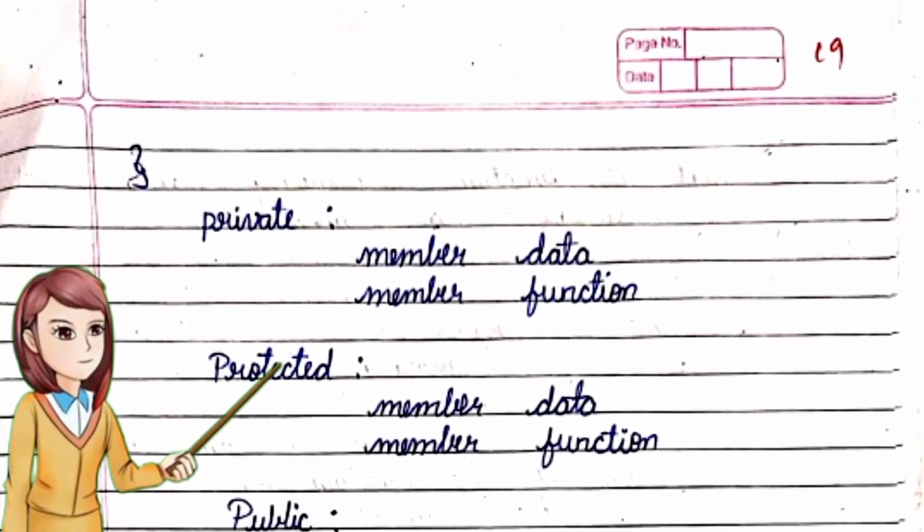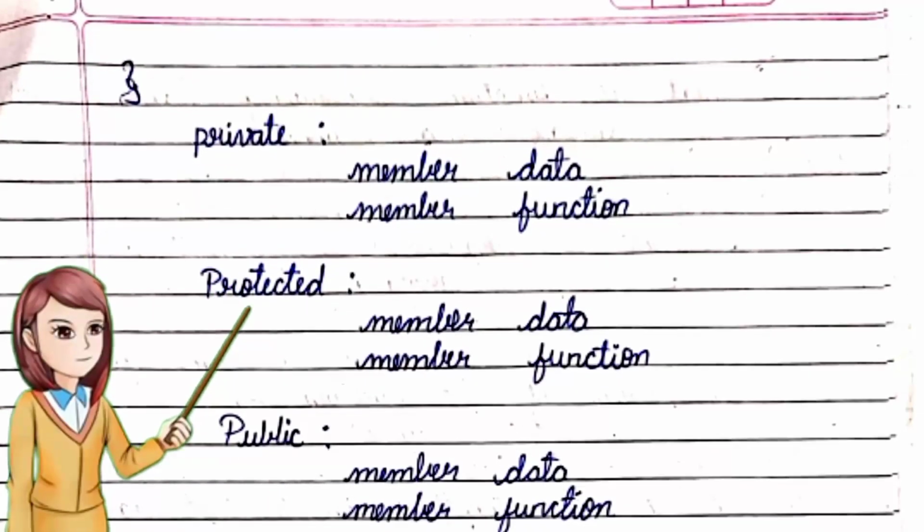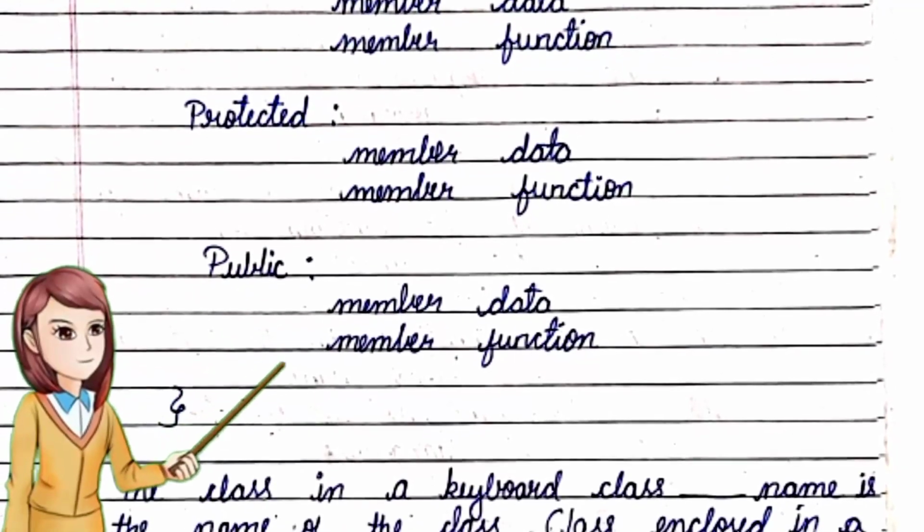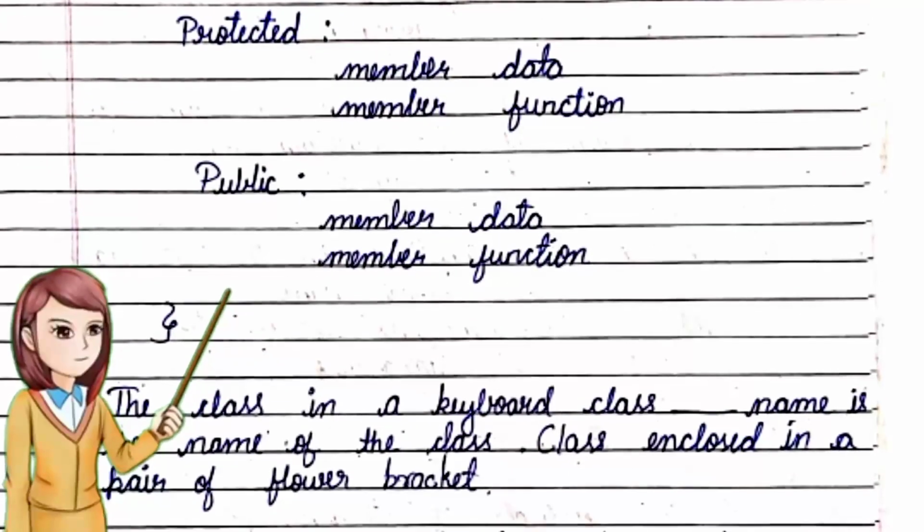In that we have declared member data, member functions. The class is a keyword. Class name is the name of the class. Class is enclosed in a pair of curly brackets.